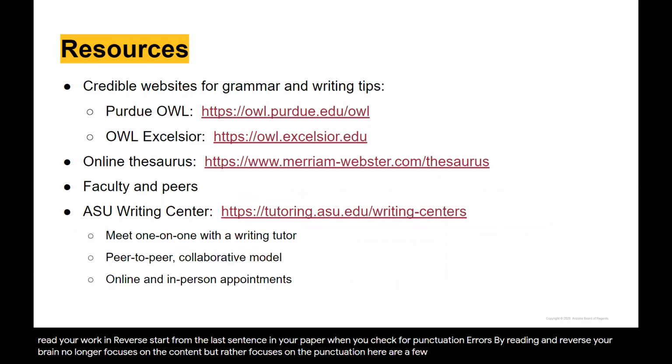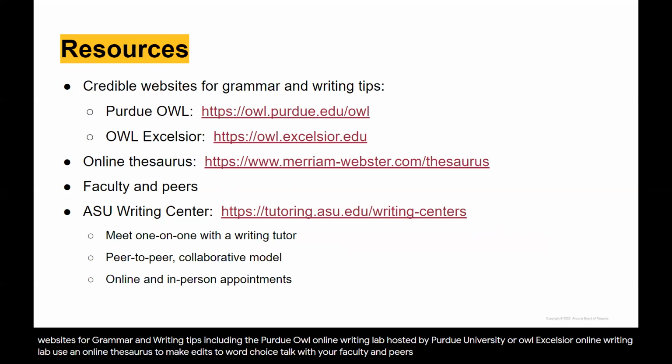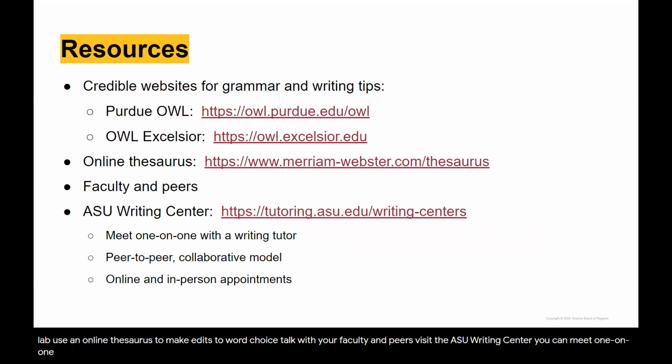Here are a few resources that you may find helpful. Credible websites for grammar and writing tips, including the Purdue OWL Online Writing Lab hosted by Purdue University or OWL Excelsior Online Writing Lab. Use an online thesaurus to make edits to word choice. Talk with your faculty and peers. Visit the ASU Writing Center. You can meet one-on-one with a writing tutor.